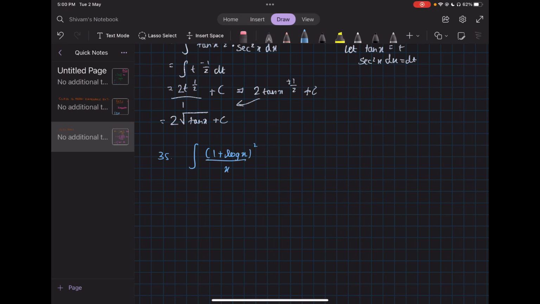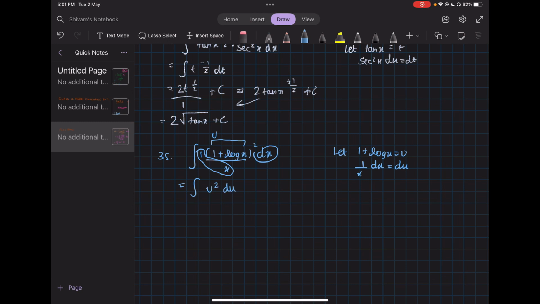So 1 plus log x whole squared over x. I'm just gonna take what's inside the power, so this part, as u. So 1 plus log x equals u, and that gives us 1 over x times dx is equal to du, which we do have in the question because, well, that and that. And this, of course, is a u. So that just becomes u squared du.